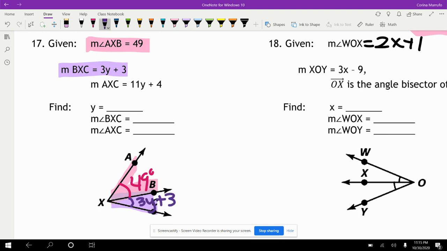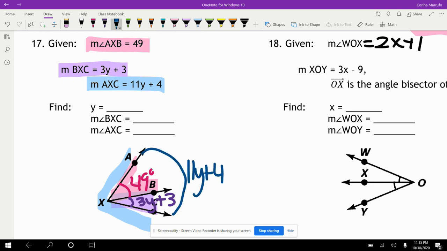Okay, and then they tell us that AXC, which is the whole thing, A to X to C, so both of the angles put together should give us 11y plus 4. So we're going to have to set up an algebraic equation for this. The two little parts of the angle, 49 plus 3y plus 3, is going to equal the whole thing, which is 11y plus 4. And we're going to solve for y.